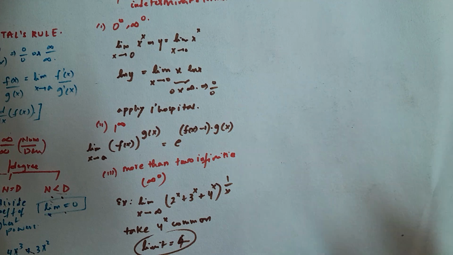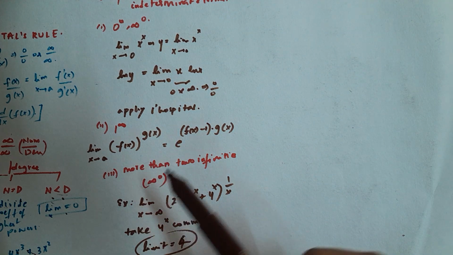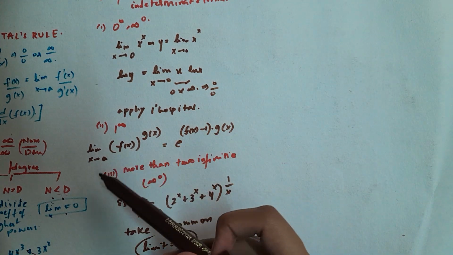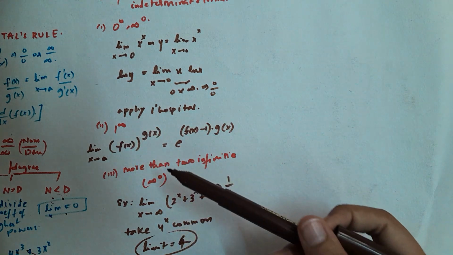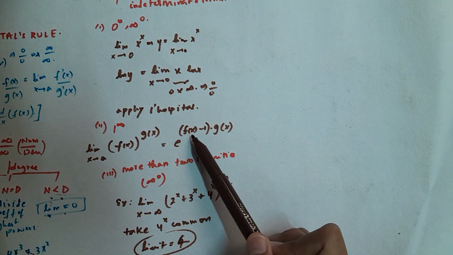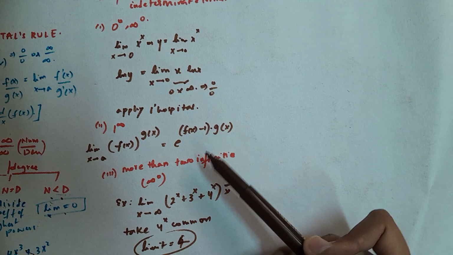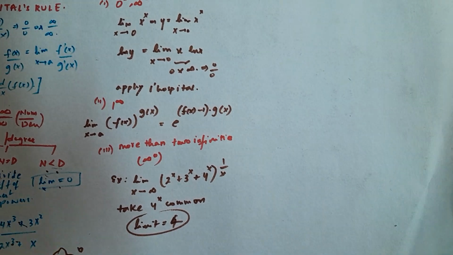Next, 1 power infinity. So when you have the limit as x approaches a of a function f of x power g of x, and substituting the value of a is giving an indeterminate form, 1 power infinity, we can simplify the limit to this: e power f of x minus 1 times g of x. Many questions can be solved this way, it's very simple.